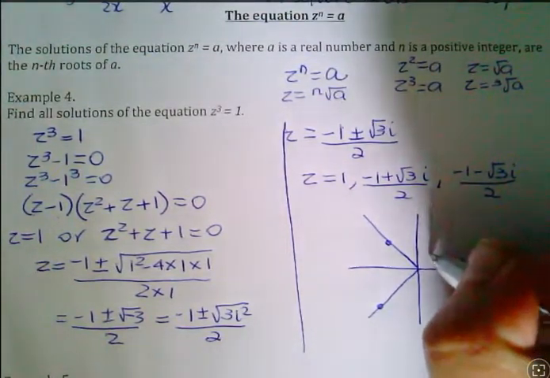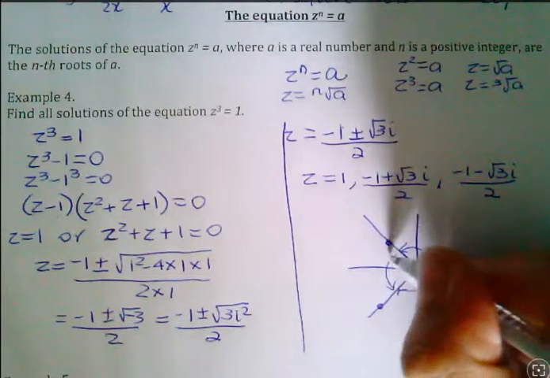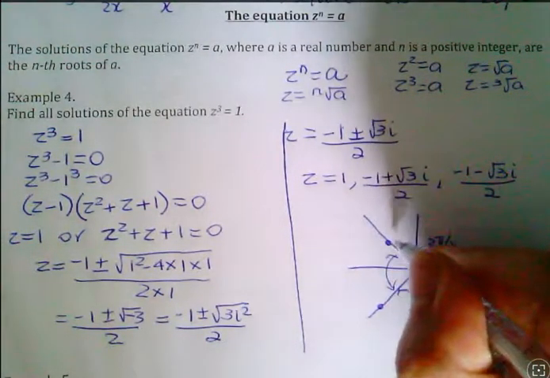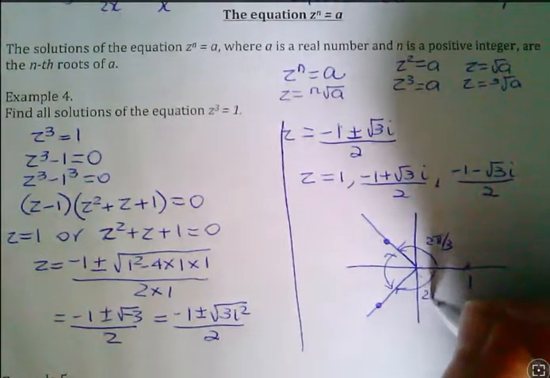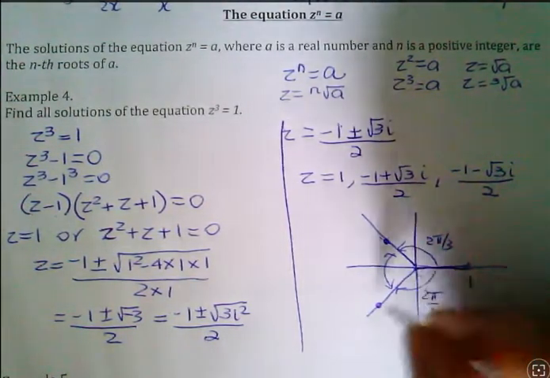And this angle in here, if you were to use the methods that we learnt last year, that would be 2 pi on 3. The angle between here is also 2 pi on 3. Okay, and the moduli are 1. And they're all 1 unit from the origin.